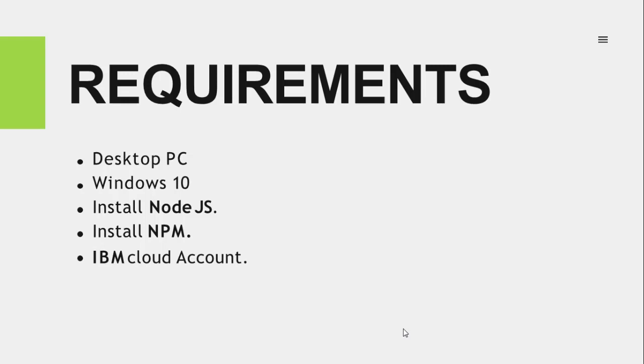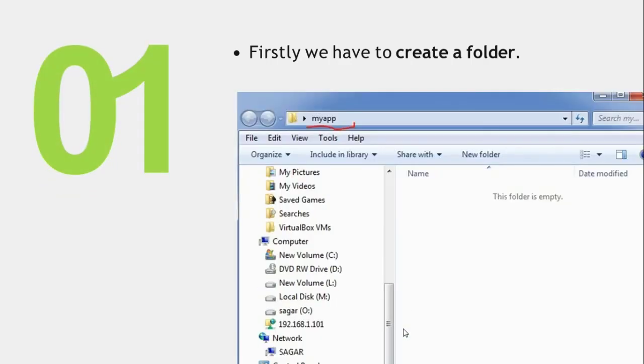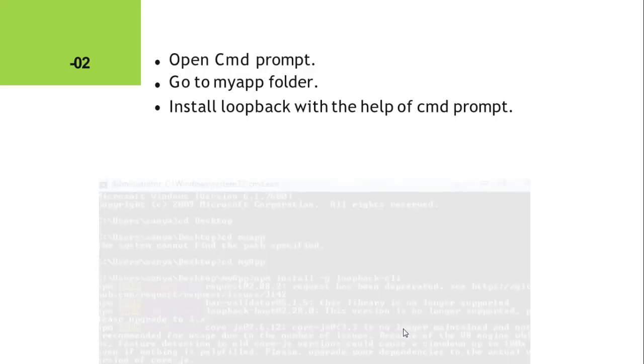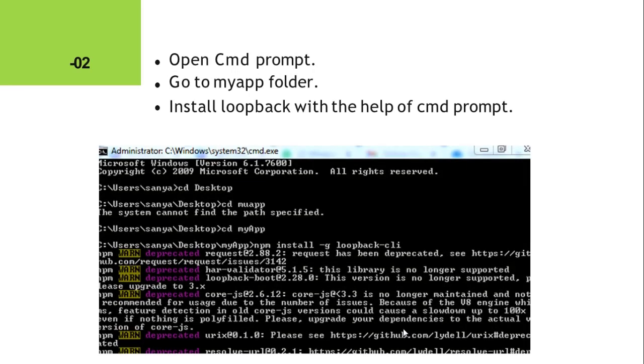For creating and managing that API, we must follow some steps which I will show you in my presentation. In my first step, we have to create a folder, like I am creating here with the name my app. After that, we go inside that folder with the help of the command prompt. Here we type cd desktop and then cd my app. After that, we install Loopback with the npm install -g loopback command. We type it in our cmd and it will install it.